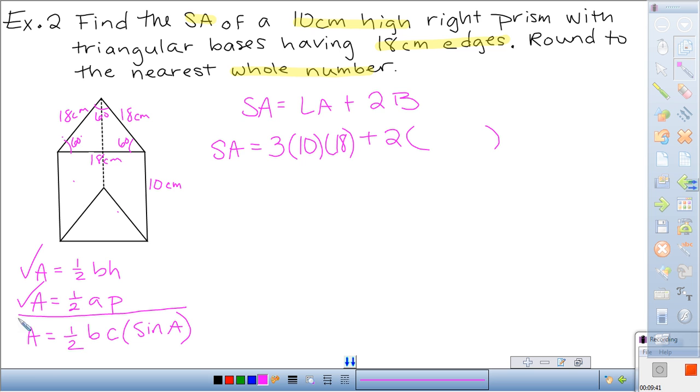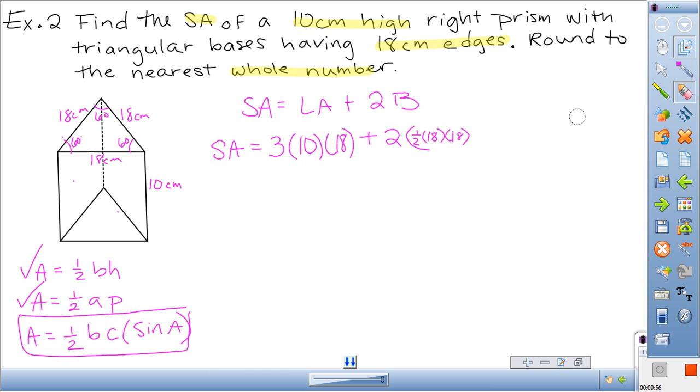Therefore, I think this formula is the best choice since you don't have to find anything besides the angles, which just took us no time at all. So we have 1/2 times side 18 times side 18 times, let me expand this out a little bit, times sine of the angle, which is 60 degrees.